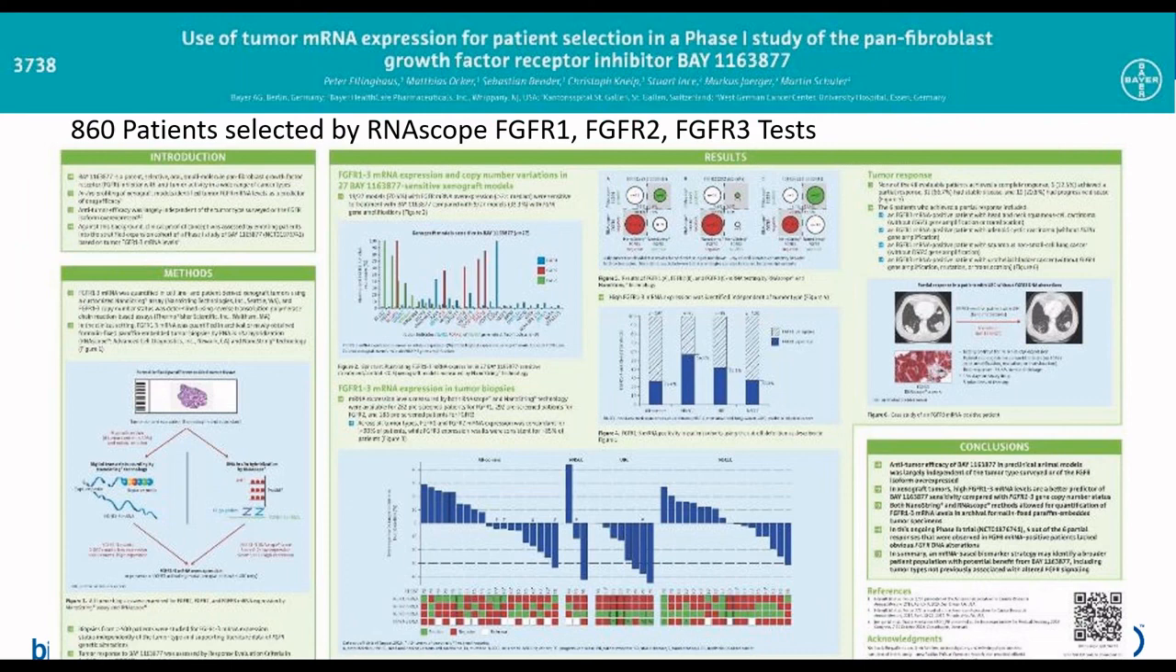For further illustration, this is again a snapshot of an ASCO poster describing the use of FGFR RNA expression as the basis of patient selection for phase 1 trial. And this trial involved 860 patients on which they ran FGFR1, 2, and 3 tests, again illustrating performance characteristics and high level of reproducibility and robustness of a clinical RNA in situ hybridization assay.